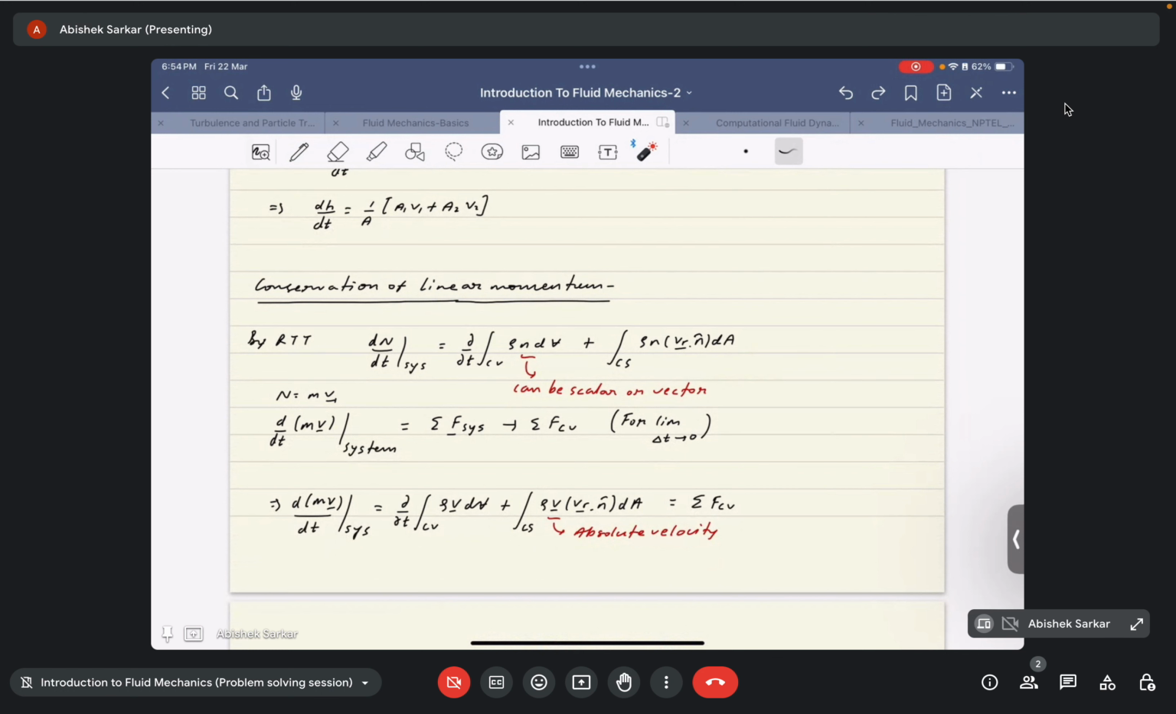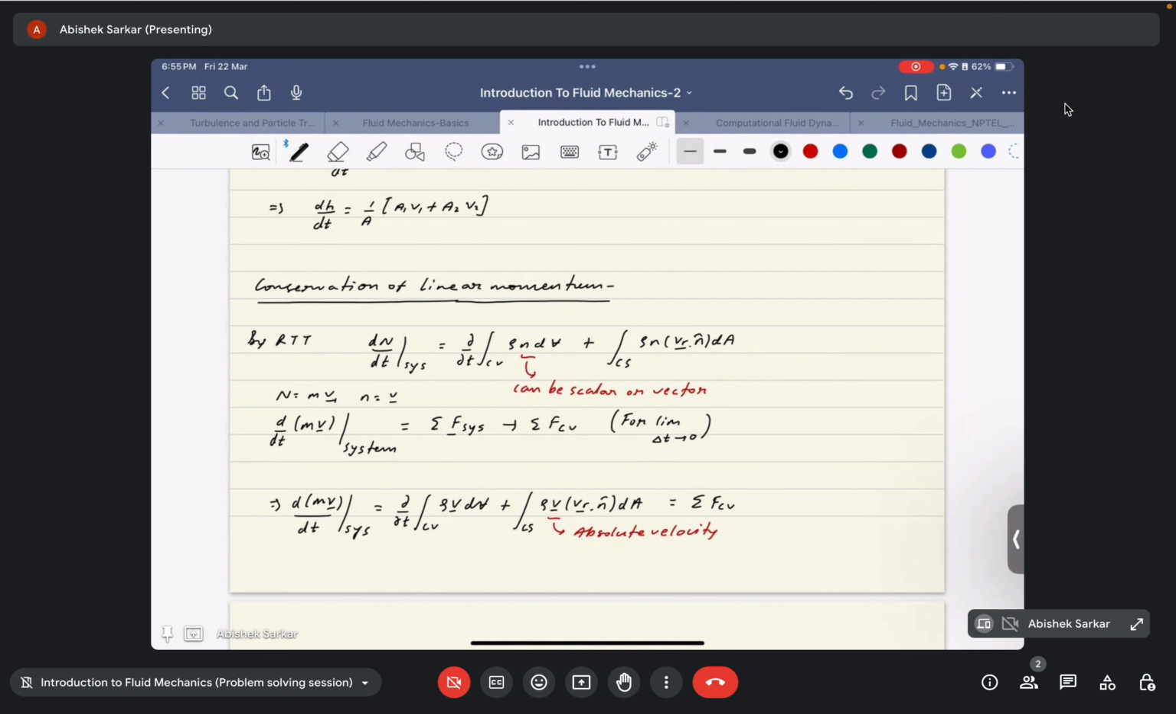Okay, but in this case now, instead of N being equal to m, we take that N is equal to the linear momentum, that is mass times the velocity, which is a vector in this case. So we can substitute capital N is equal to mv, and small n would basically be equal to v, the velocity vector, right? So once you do that, and again we know that this rate of change of linear momentum for a control system is not equal to 0 in the case of conservation of mass, but instead is equal to the net force that acts on the control system.